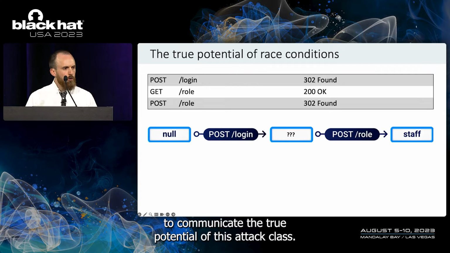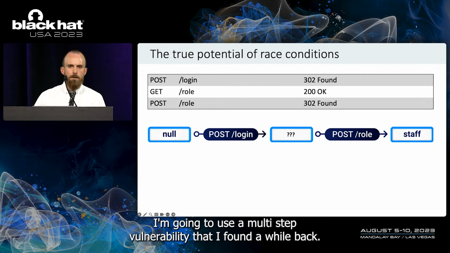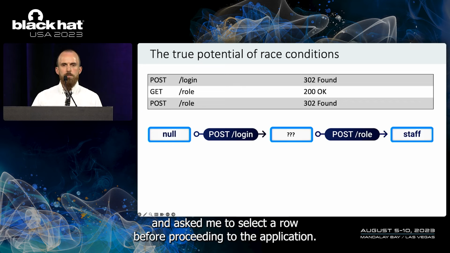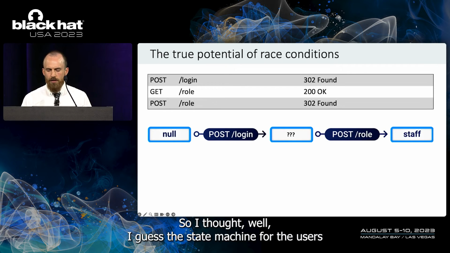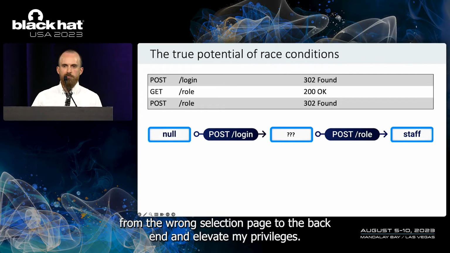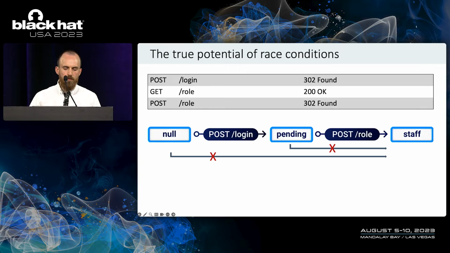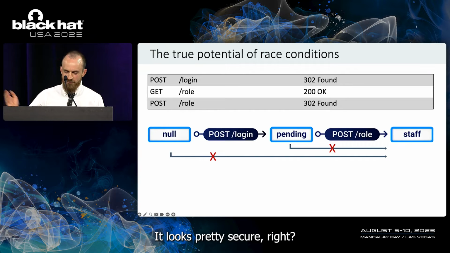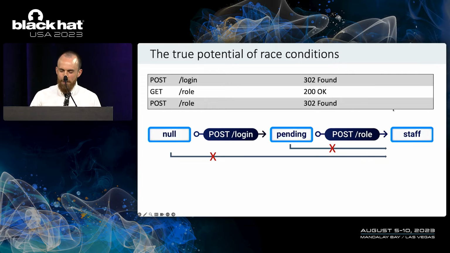To communicate the true potential of this attack class, I'm going to use a multi-step vulnerability that I found a while back. I logged into a website, and it asked me to select a role before proceeding to the application. So I thought, well, I guess the state machine for the user's role looks something like this, and maybe I can jump straight from the role selection page to the back end and elevate my privileges. But that didn't work, and I concluded it was secure. I mean, look at that picture. It looks pretty secure, right?